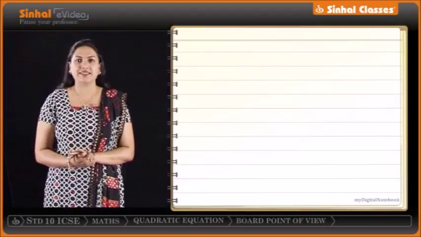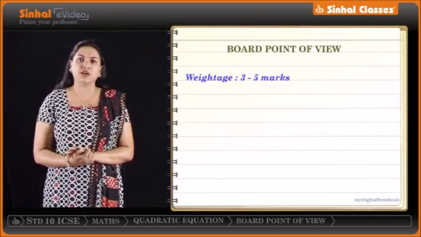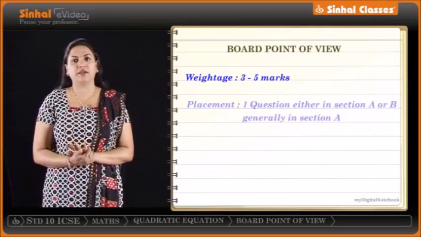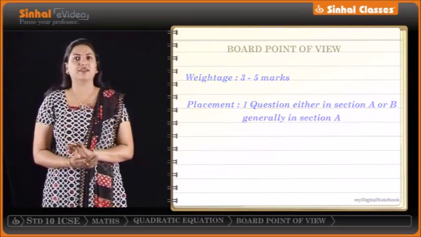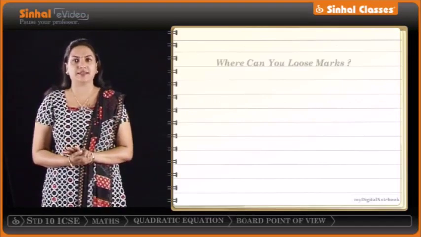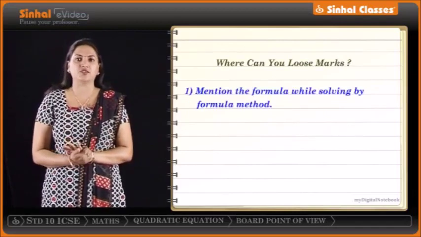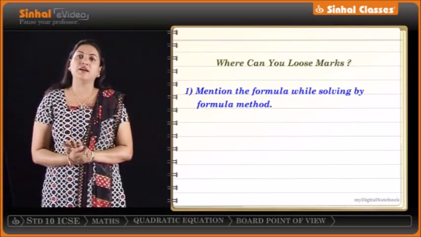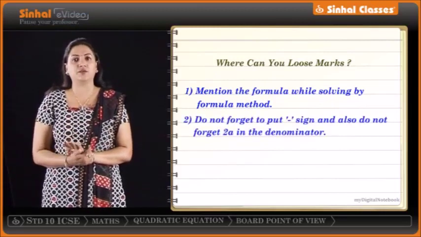Now let us look at this topic from the board point of view. This topic carries 3 to 5 marks in the ICSE board examination. There is one question based on this topic either in section A or section B. Now let's analyze where can you lose marks in this topic. Always mention the formula whenever you are solving a quadratic equation by formula method. Second point, remember to write minus b and also remember to write the denominator as 2a in the formula.